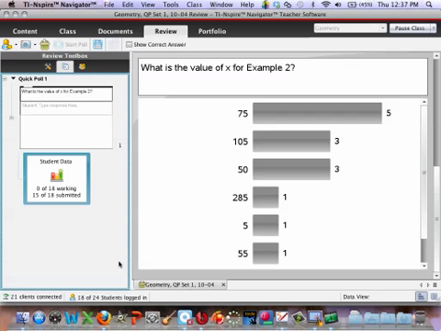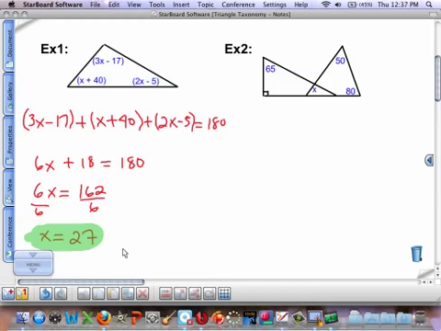Yeah, that's good. So 75 is the correct answer. Actually, yes, it is the correct answer. 105 is interesting. You're close, but you're not quite there. And then 50, we're still a little bit off. All right, who actually wants to go to the board and explain to us how they solved number 2?